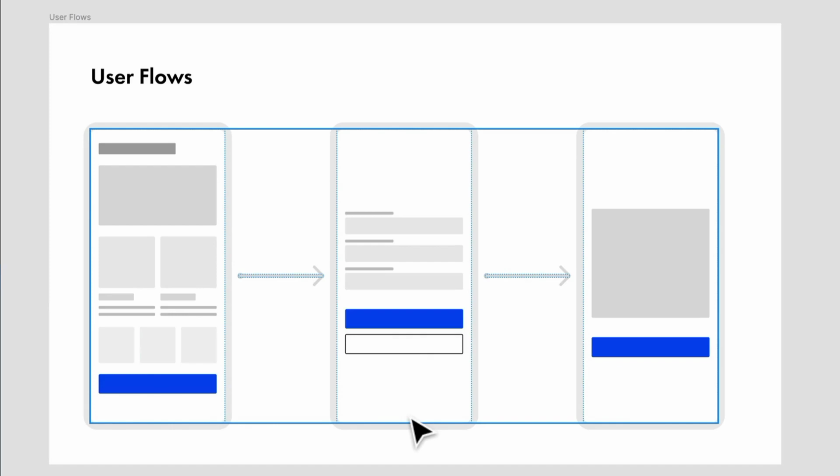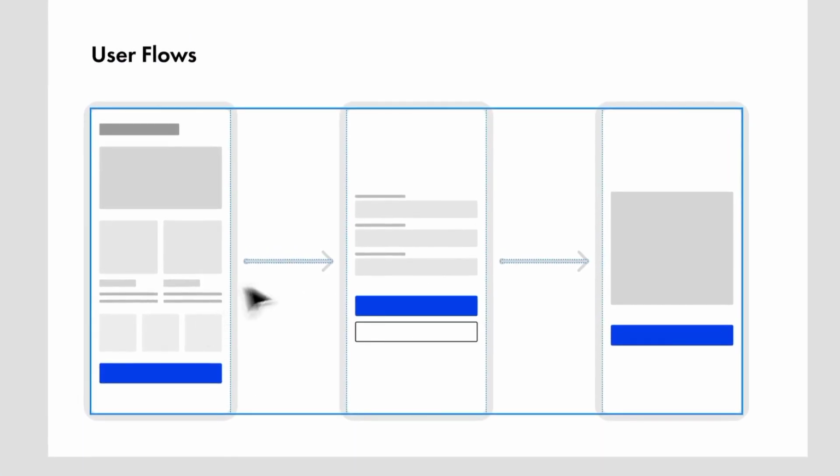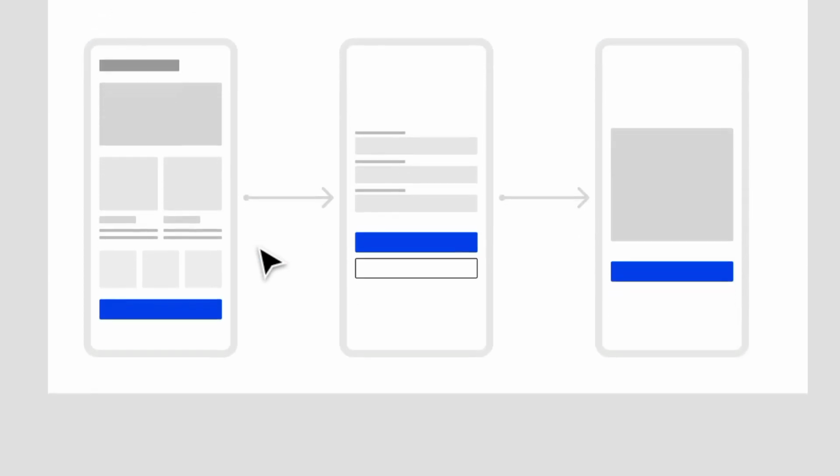So why do we use them? Well, you may be thinking, are these wireframes? Are these like some part of our sketches? Well, they're used to communicate the intended flow of a user through various pages and actions in an app or website. So how do we make them? Well, your flow should include a name, steps, users, and a description of what happens at each step.